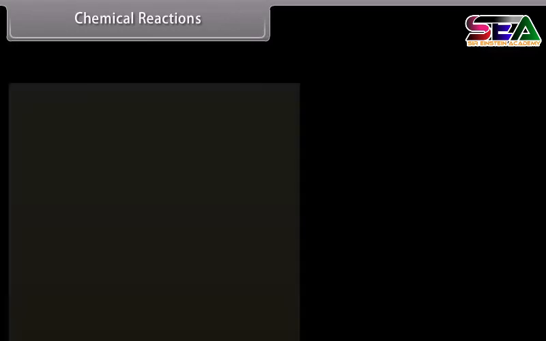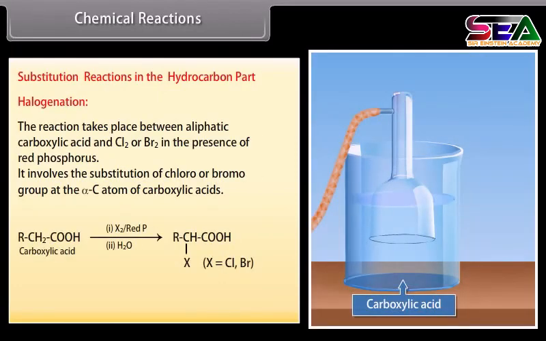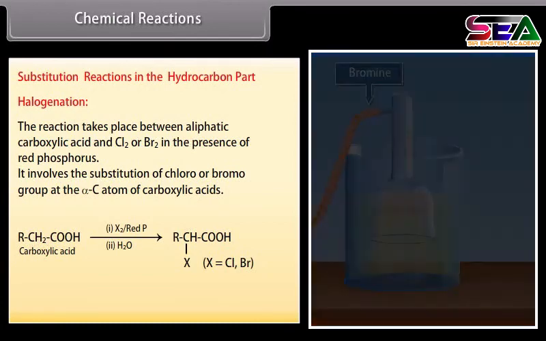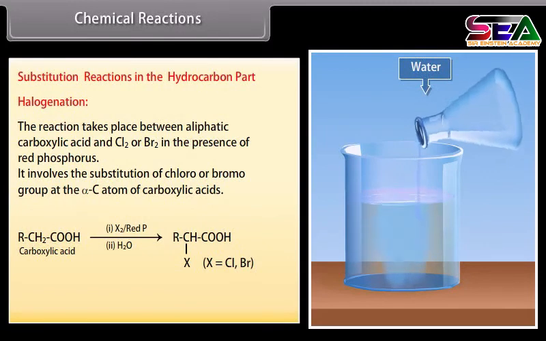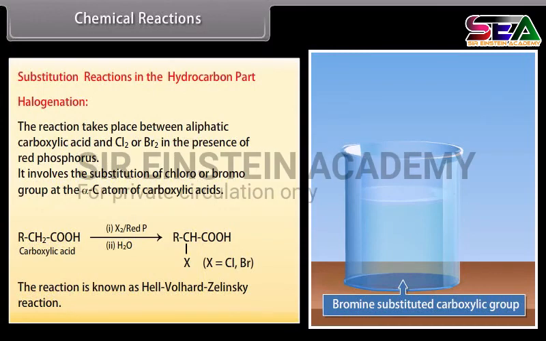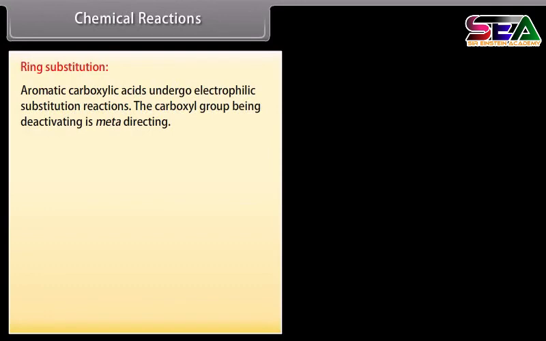Chemical reactions. Substitution reactions in the hydrocarbon part. Halogenation: the reaction takes place between aliphatic carboxylic acid and chlorine or bromine in the presence of red phosphorus. It involves the substitution of a chloro or bromo group at the alpha carbon atom of carboxylic acids. The reaction is known as Hell-Volhard-Zelinsky reaction.